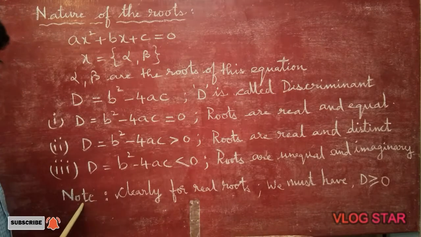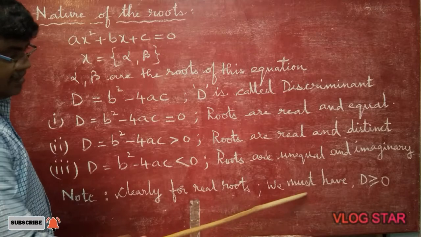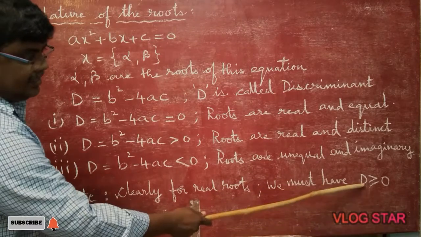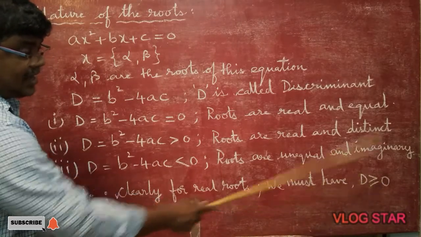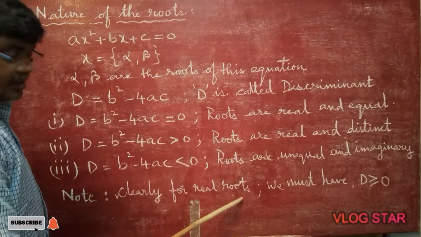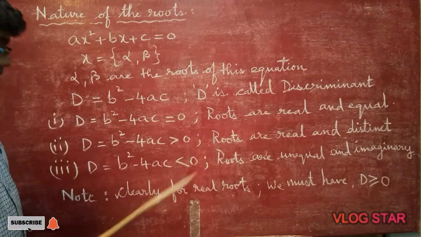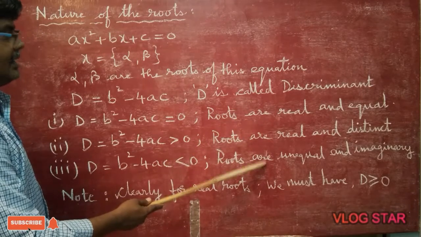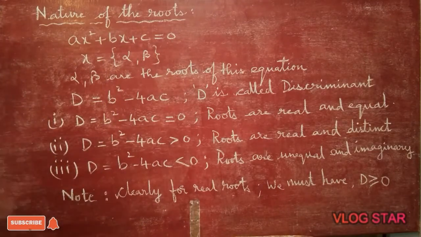Now, here there is a note. Clearly, for real roots, we must have D greater than or equal to 0. If we get D greater than or equal to 0, then we have to write real roots. Are you able to follow? So, note this carefully and learn these three natures of the roots by heart. Today's topic is nature of the roots.